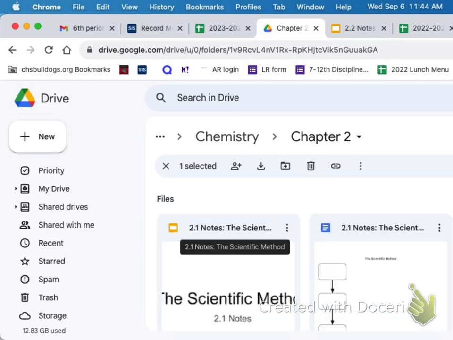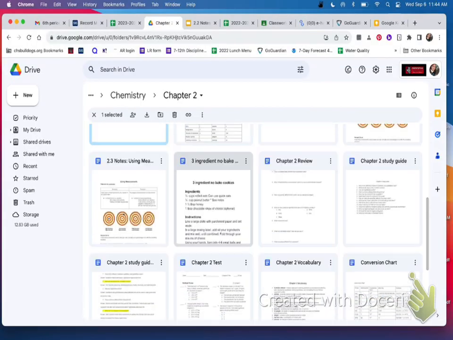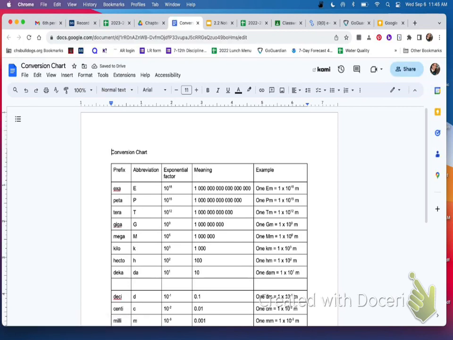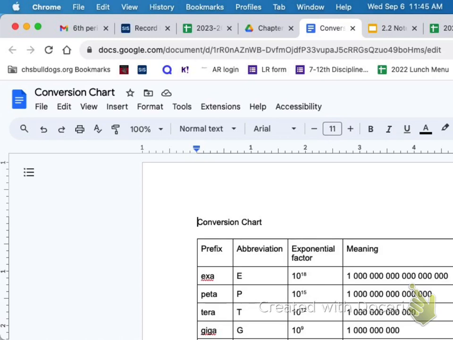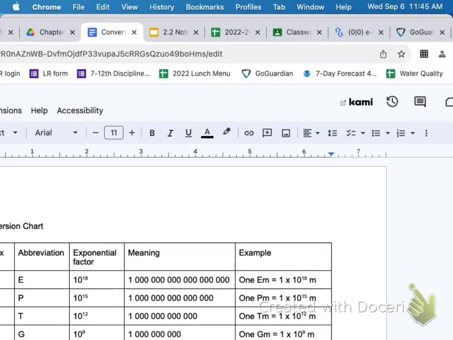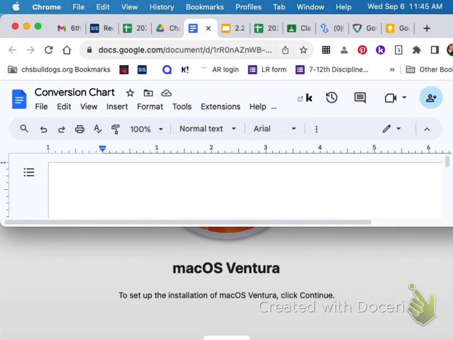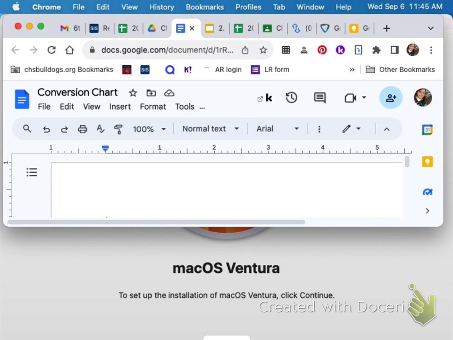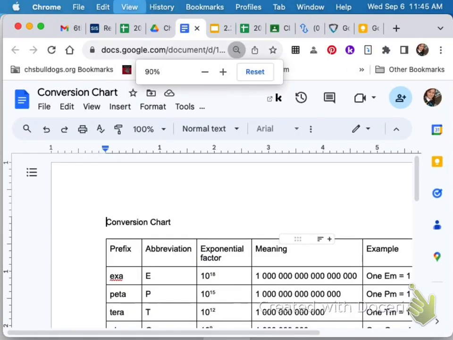conversion chart that I shared with you guys, which apparently my computer doesn't want me to have access to today. Here it is. Just not showing up. Now it is. So this is the conversion chart I was talking about. Oh, why does my computer hate me? There we go. Like this, and then we'll just have to zoom out a little bit.